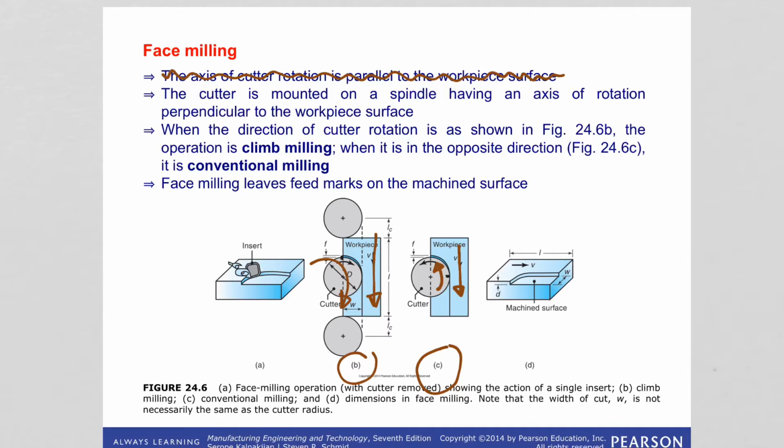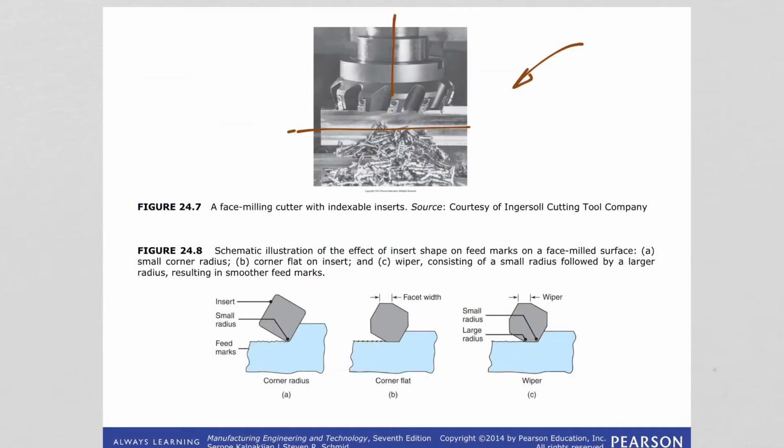So because of the relative motion between the cutter tooth and the workpiece, face milling leaves feed marks on the machined surface, like the ones shown here. Of course, these feed marks will depend on what type of insert you have, and this will change the effect. But you see in each case we have feed marks on the machined surface when we do face milling.